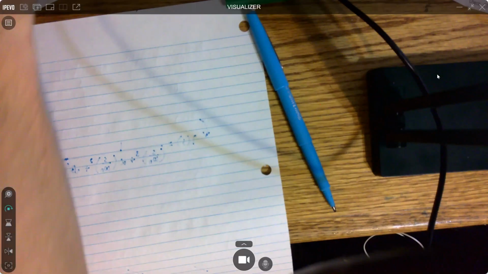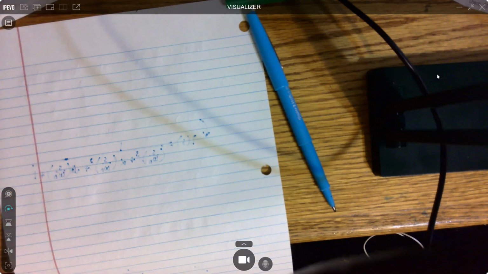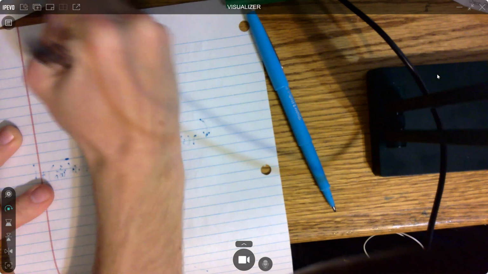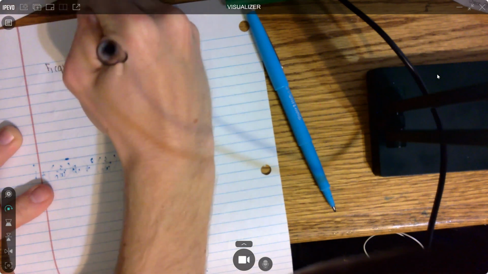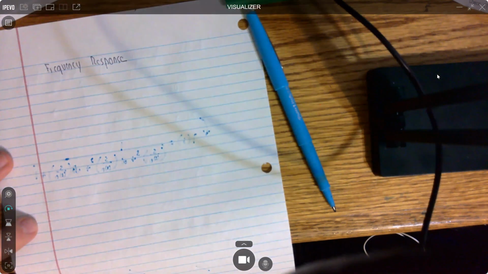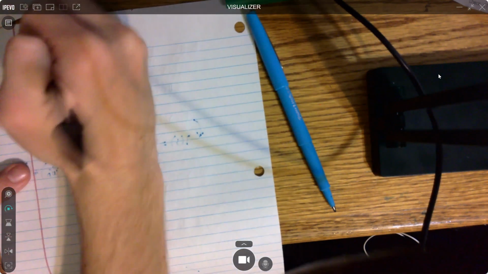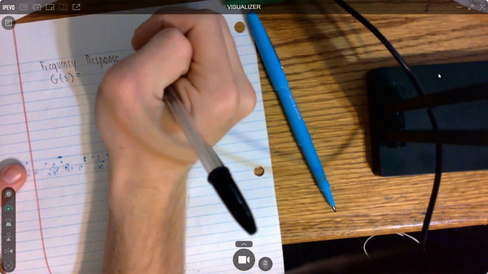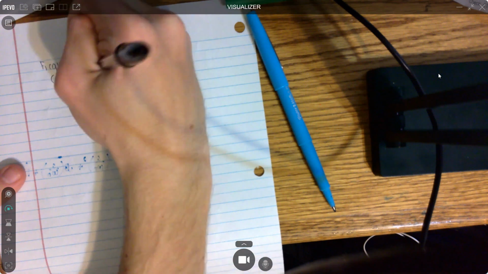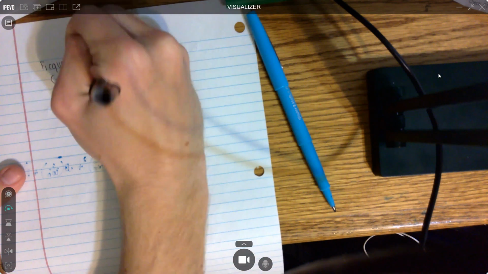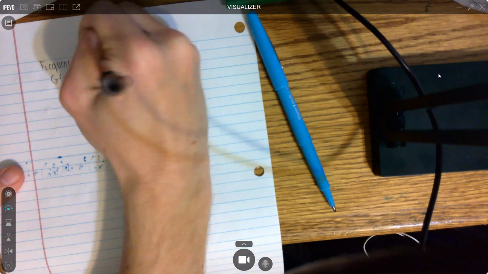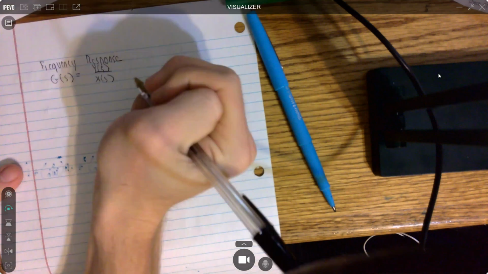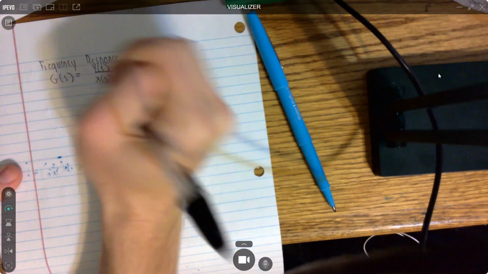So let's start with the frequency response. So the frequency response, let's get into it. For the frequency response, you often are used to seeing your G of S, which is like your open loop transfer function, where you have your Y of S over your X of S, your input. In order to find the frequency response, you substitute in for S, J omega. So literally you just plug in for S, J omega.